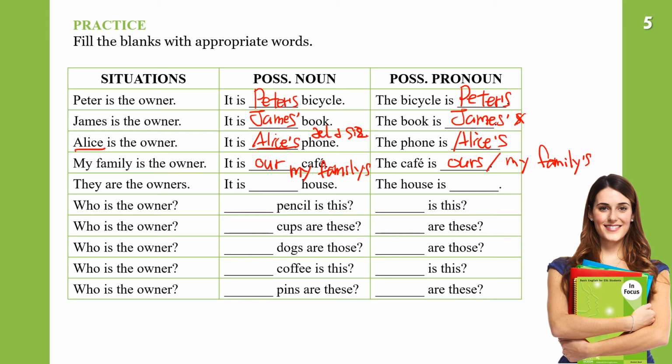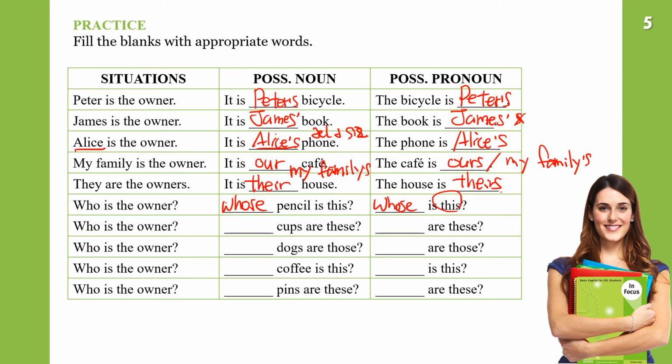Next one, they are the owners. It is their house. The house is theirs. Now, we are asking who the owner is. Who is the owner? You can say, whose pencil is this? And showing the pencil, you can say, whose is this?